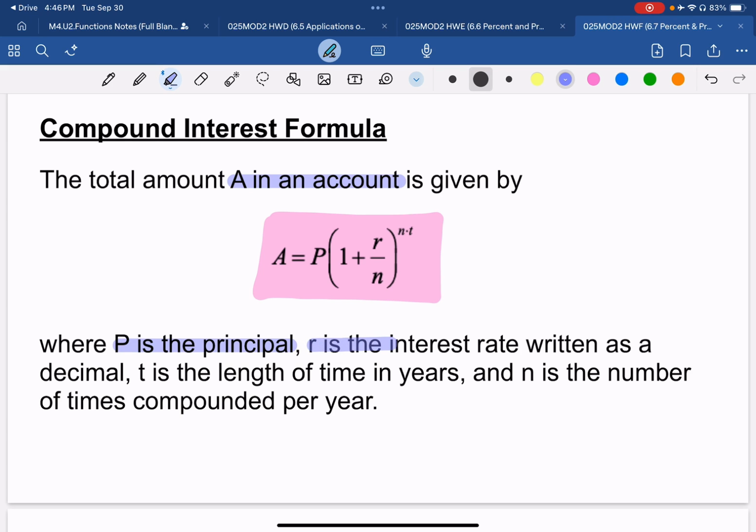R is still our interest rate. We're still writing that as a decimal. T is going to be our time, still in years. N is new. So N is going to be the number of times that it's compounded per year. And in this one, they're going to give you a word. So it'll say how many times it's compounded based on the term that they give you.